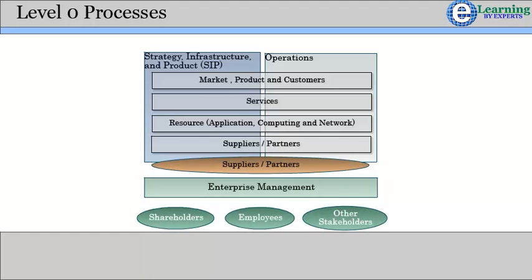All the internal and external entities that interact with the enterprise are shown as ovals. Left-hand side of the process diagram related to strategy, infrastructure, and product require mainly CapEx investment, while the right-hand side related to operations has mainly OpEx investment.